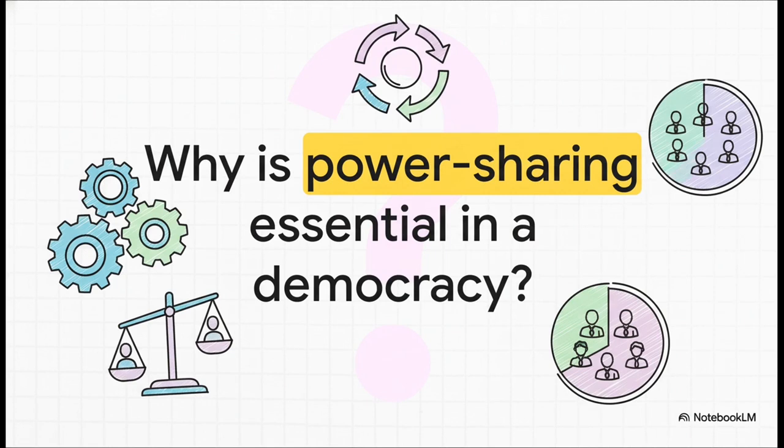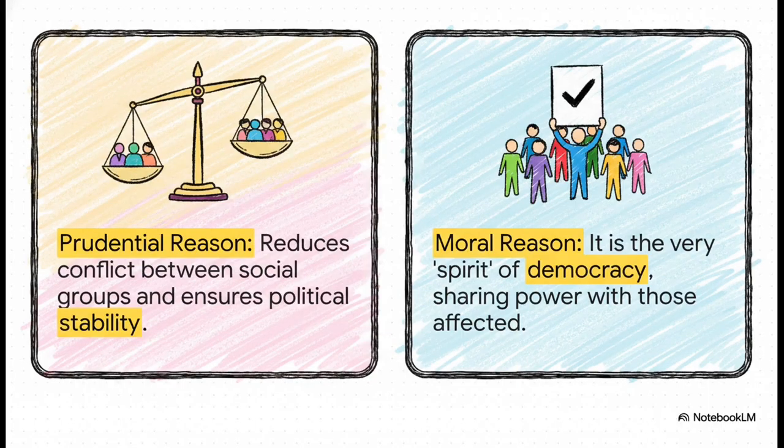I mean, why is it so essential for a democracy to work? The answer here splits into 2 beautiful arguments. On one hand, you have the prudential reason. This is the practical, smart thinking reason. Sharing power just makes sense because it lowers the chances of conflict between different groups, which leads to a more stable country. But then you have the moral reason, and this one's all about the heart and soul of democracy. It's the idea that it's just the right thing to do. People have a fundamental right to have a say in the decisions that affect their lives. One is practical, the other is principled, and together they make a rock-solid case.